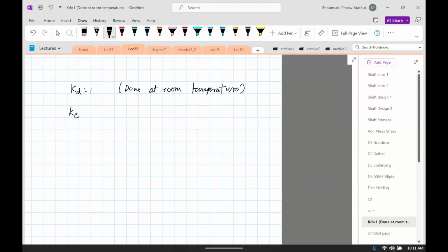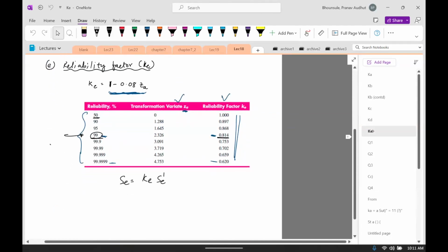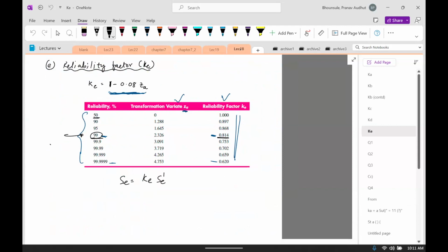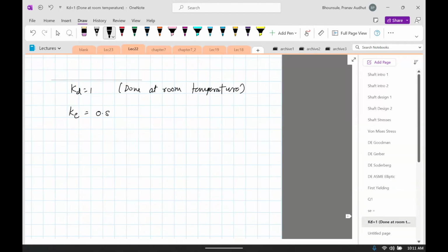Okay, and then Ke is the reliability factor, which we can get from here. It should be a table. So we're looking at, see, what's the reliability? It says 99%. So 99% reliability is 0.814 for Ke. This is 99% reliability. So again, we see lecture 18 for that.